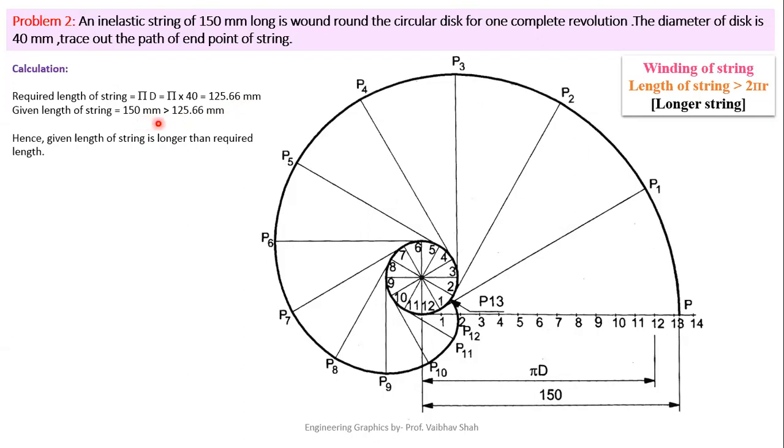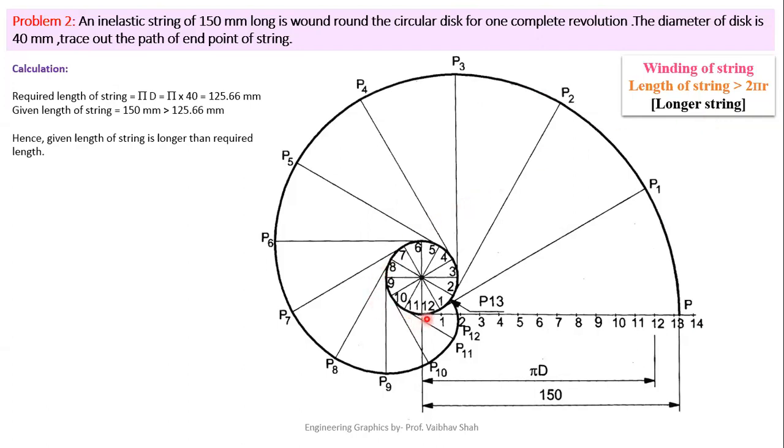Now let us compare these two lengths. 150 is obviously greater than 125.66, and 150 is the given length of the string. So the given length of string is longer than the required length. That means our case of this involute is of a longer string. So very easy, let us start the example.